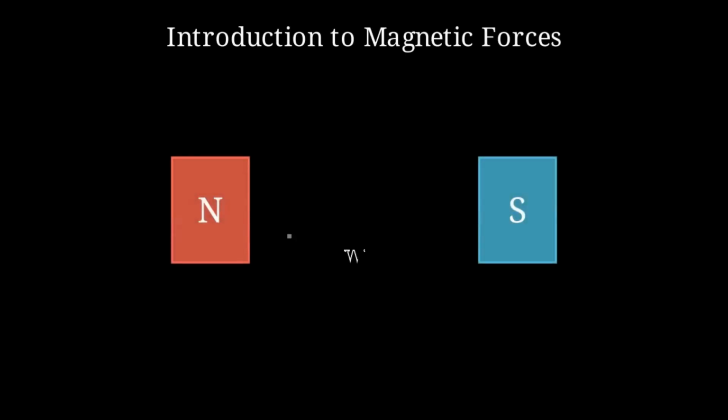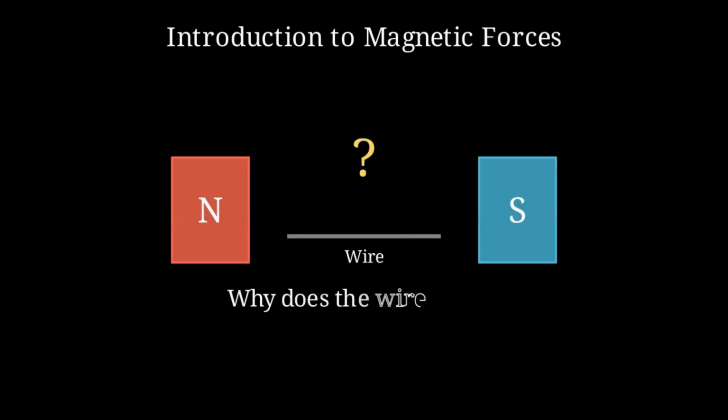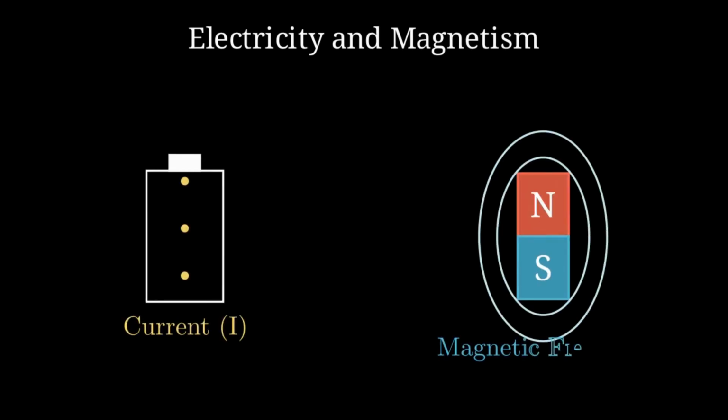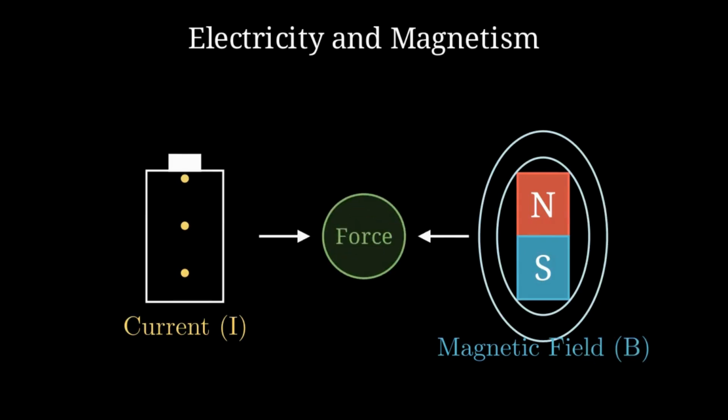Have you ever wondered how electric motors turn or how speakers produce sound? It all starts with a fundamental interaction between electricity and magnetism. When an electric current flows through a wire placed inside a magnetic field, a physical force is generated. This phenomenon, known as the Lorentz force, is the bridge between electrical energy and mechanical motion. By understanding how current, magnetic fields, and force vectors interact, we can harness this power to drive modern technology.